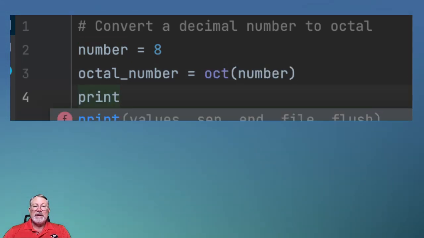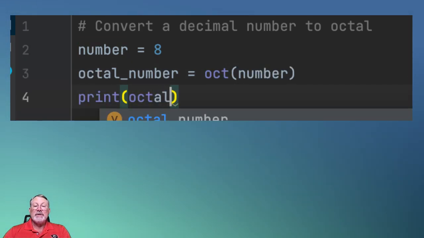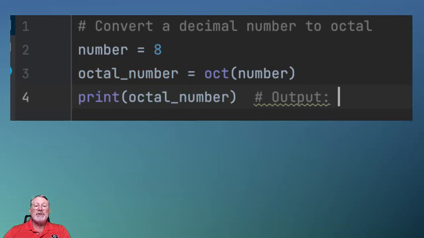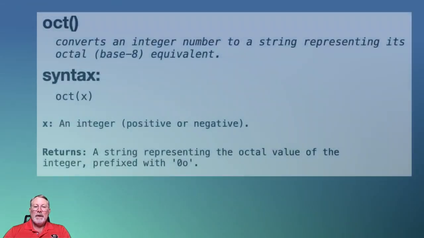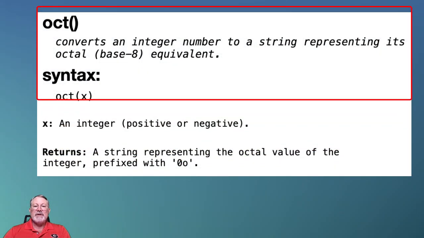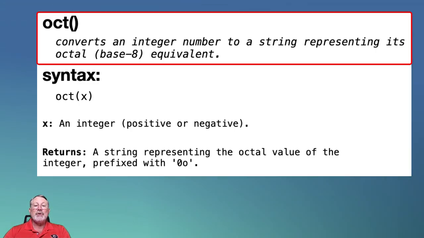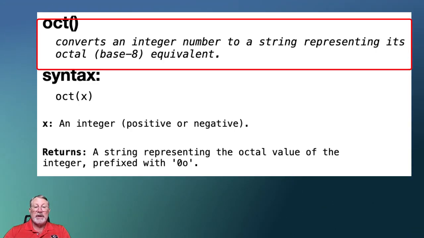By the end of this video, you'll know what oct does, when to use it, and how it can simplify working with octal numbers in Python. Let's get started. What is oct? It's a built-in Python function that converts an integer into its octal representation as a string.